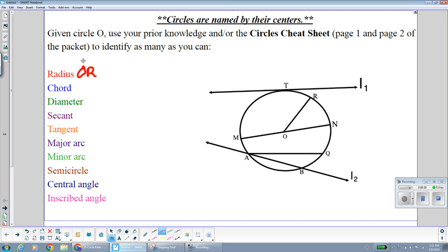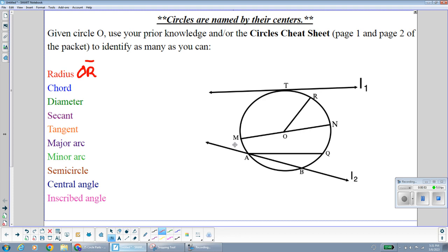And something to keep in mind is that all radii of a circle are the same length. For example, not only is OR a radius, ON is a radius, and OM is a radius. So whatever the measurement of OR is, let's say it's 4, that's what ON would be, that's what OM would be as well. All radii within the same circle are congruent.